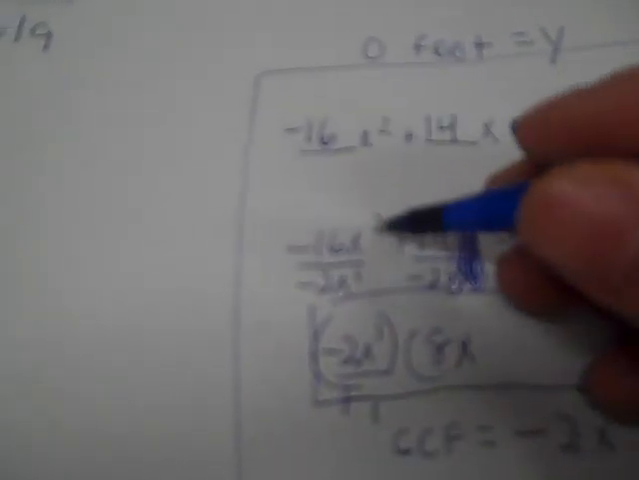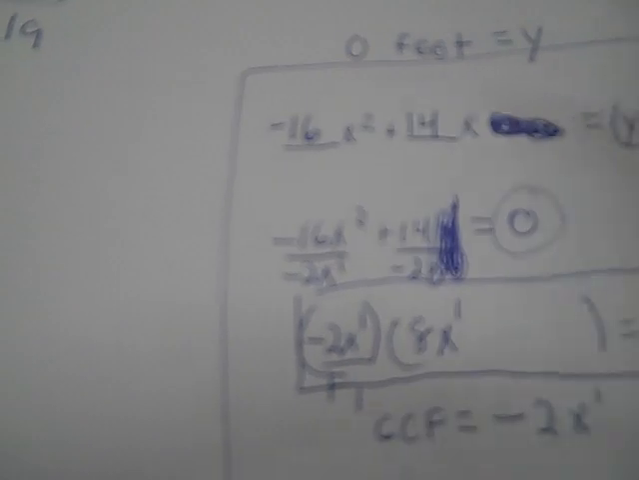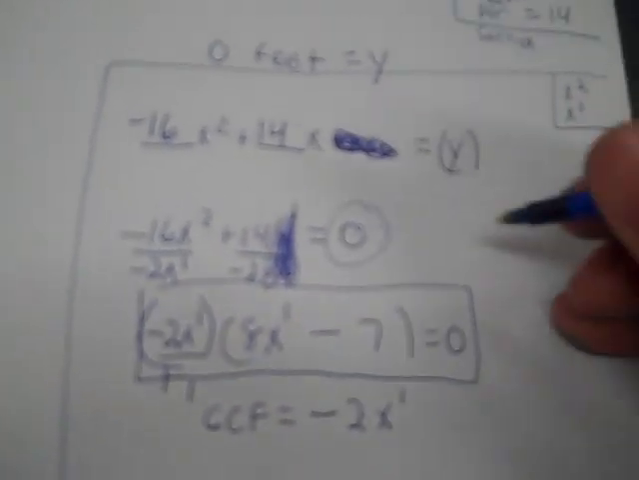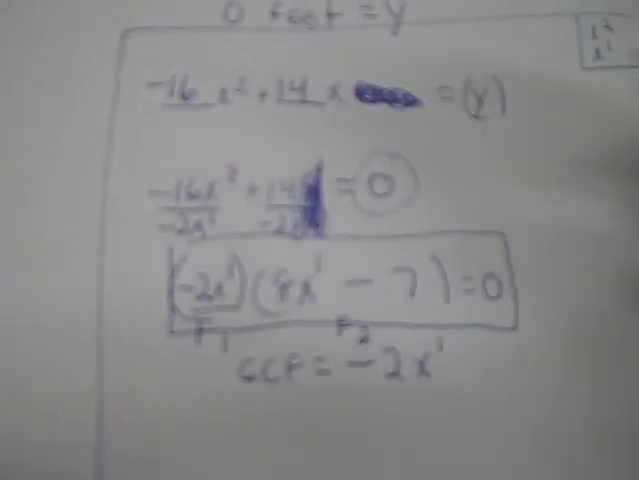Then for x, I take 2 minus 1, and that's 1. And then I take positive 14 divided by negative 2. So remember what I'm going to do. I'm going to put 7 with a minus. Okay? And that's your F2.